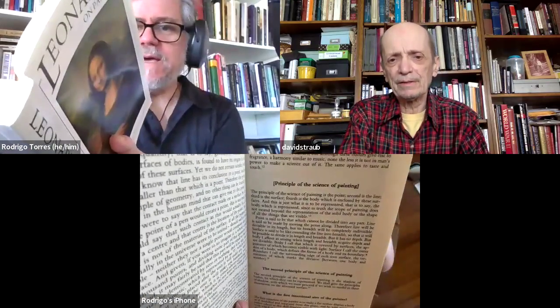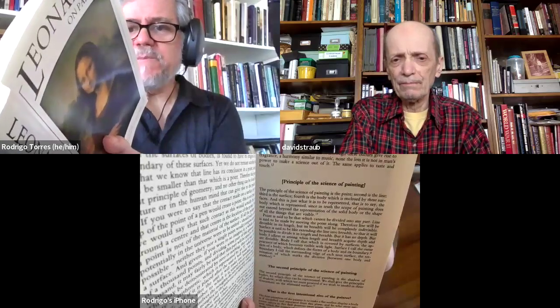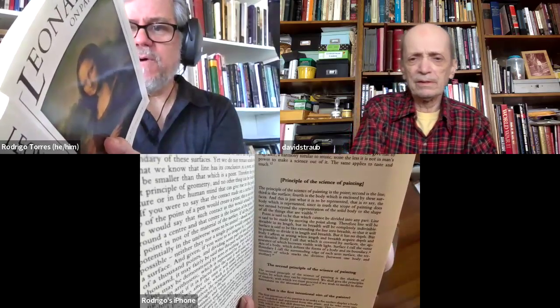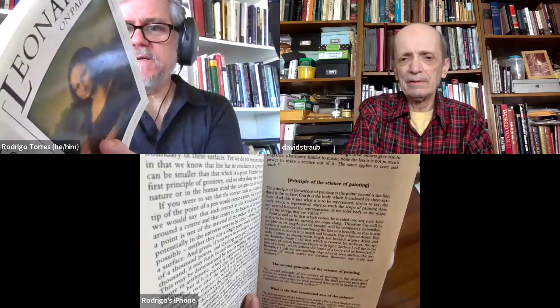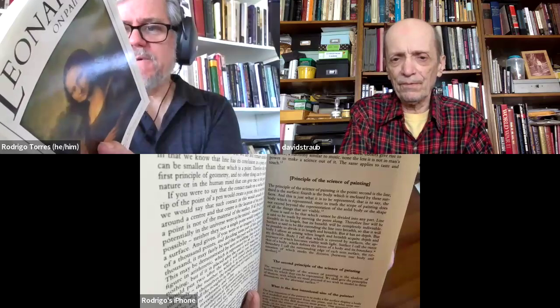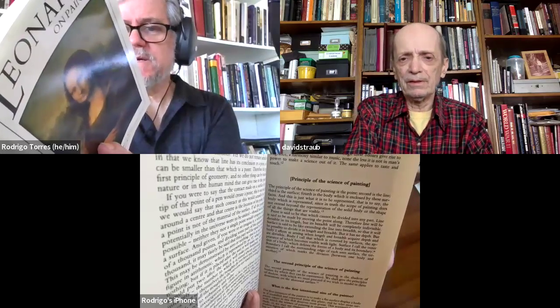Yeah, there we go. The science of painting. Very much apropos of what you're saying. The principle of the science of painting is the point. Second is the line. Third is the surface. Fourth is the body, which is enclosed by the surface.